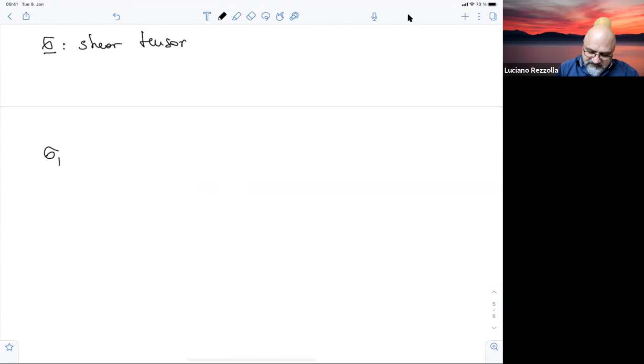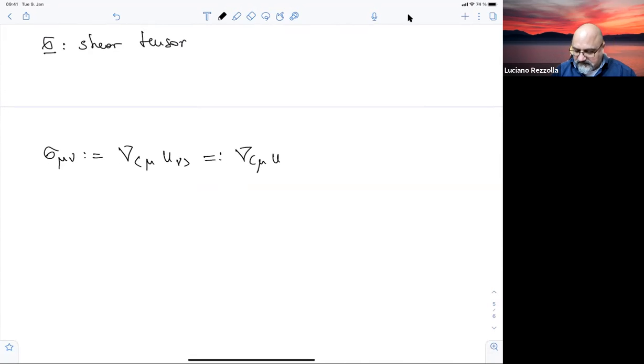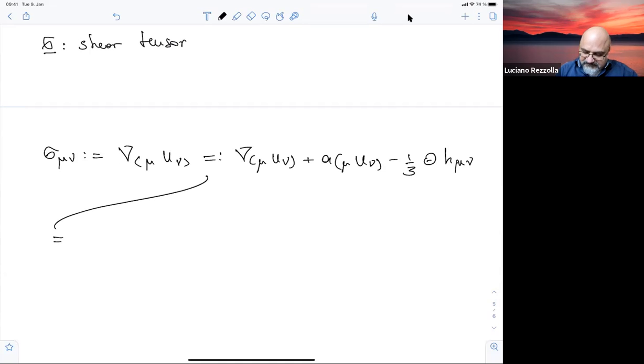And by definition, sigma mu nu is the following: is this funny symbol, left angle mu u, right angle nu, and so this is by definition the symmetric covariant derivative plus the symmetric contraction minus 1/3 theta H mu nu, where if you want to write this in full, the symmetric is the same as the antisymmetric, but with a plus sign.